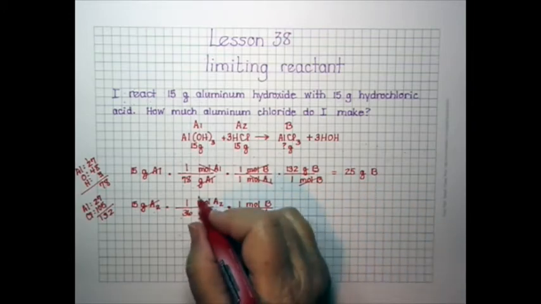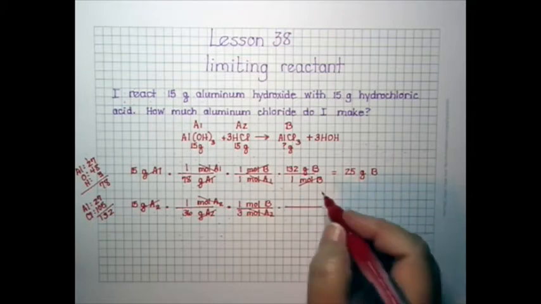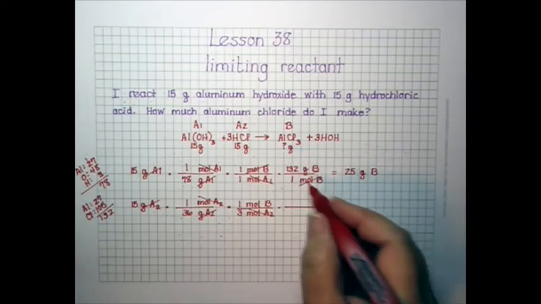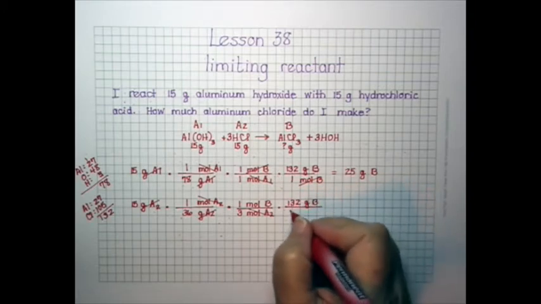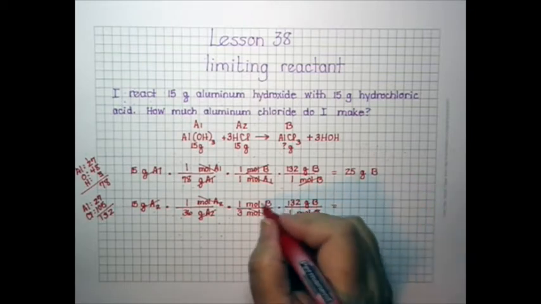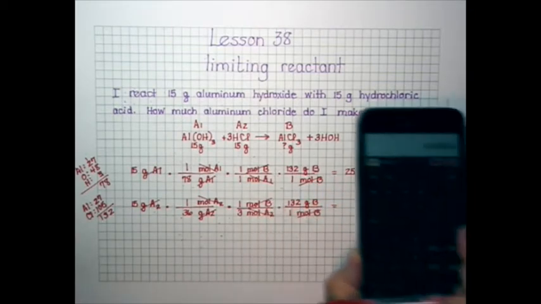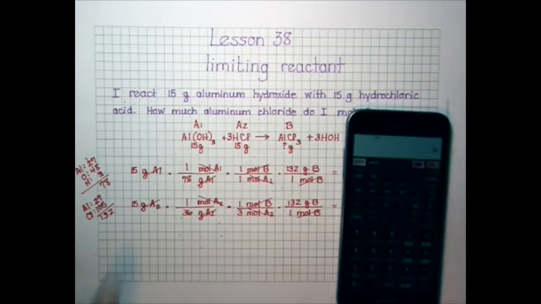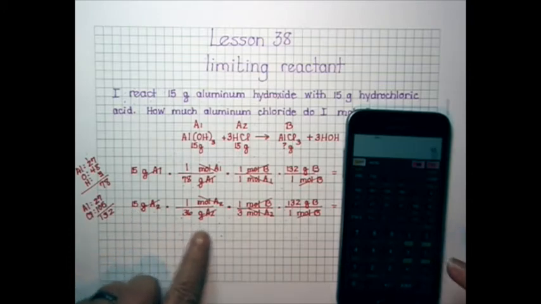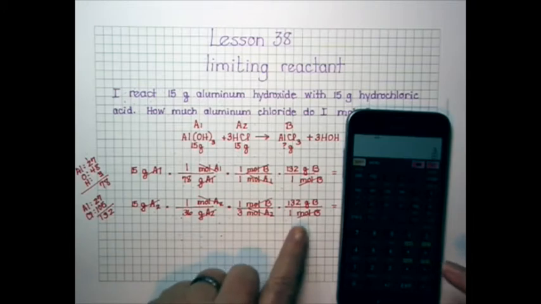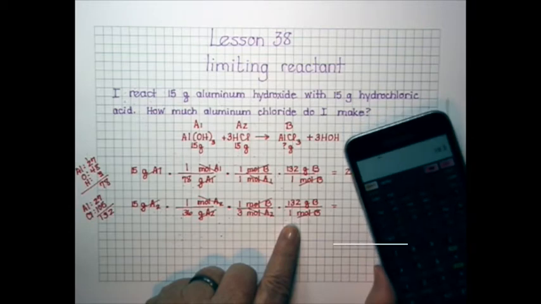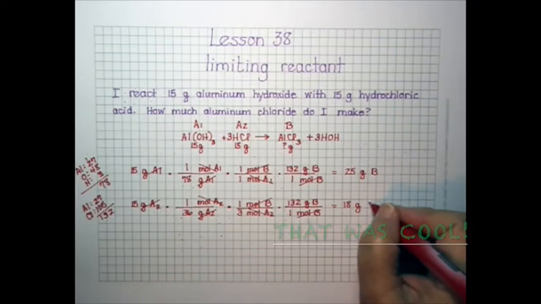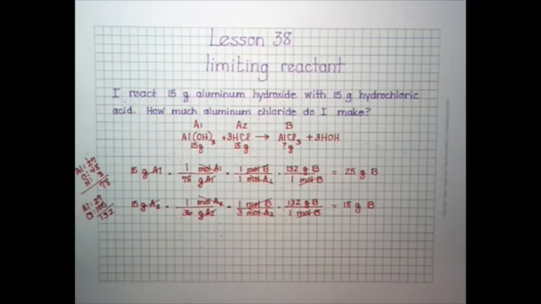That gets us out of moles of A2. And now we already figured out that the molar mass of B is 132. So 132 grams of B for every 1 mole of B. And now we are ready to do our calculation. Clear out the old one. We have 15 divided by 36 divided by 3 times 132, and that predicts that we're going to make 18 grams of substance B, which is our aluminum chloride.